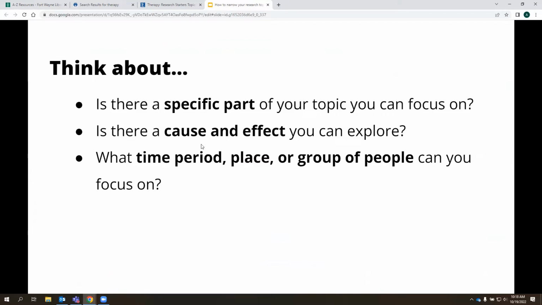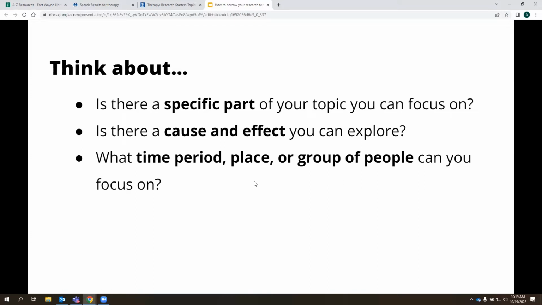Is there a specific part of your topic you can focus on? In the case of therapy, we can narrow it down to music therapy, physical therapy, etc. Is there a cause and effect that you can explore? For the case of therapy, we could talk about music therapy in school, like the effect of it on grades or on mental health.